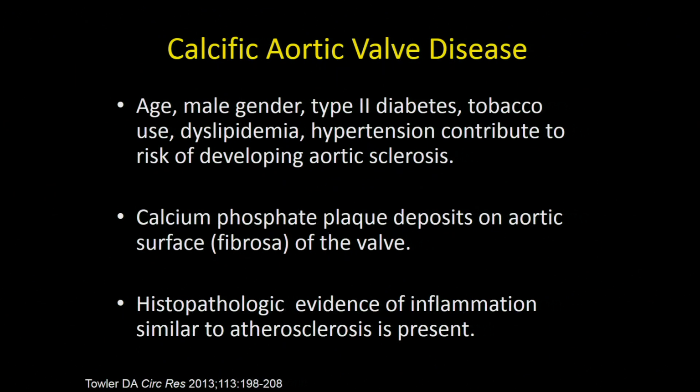Risk factors for developing aortic stenosis are similar to those that we see for coronary disease. So older age, male gender, diabetes, tobacco use, high cholesterol, and hypertension can contribute to the calcium deposition on the valve. Even if you looked at them under a microscope, you see similar histopathology to what you see looking at coronary plaques.